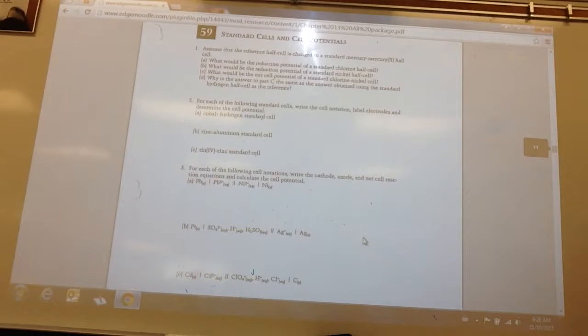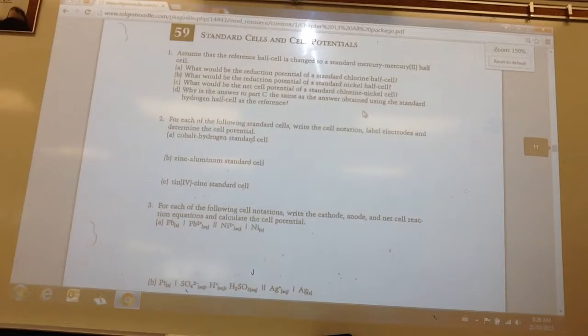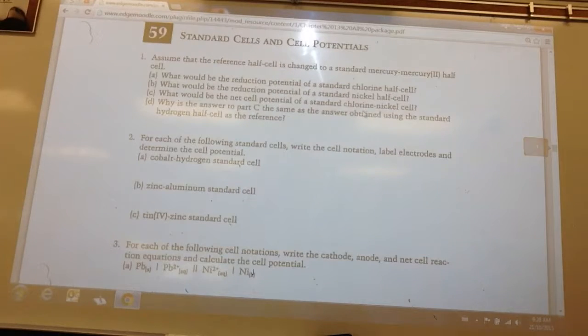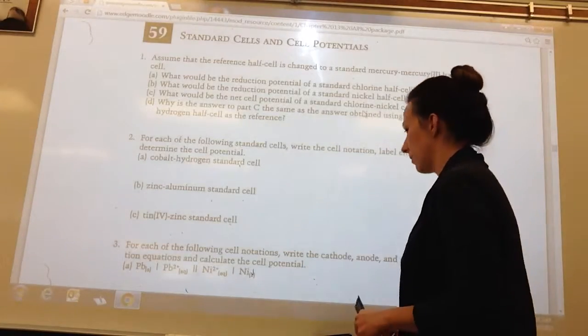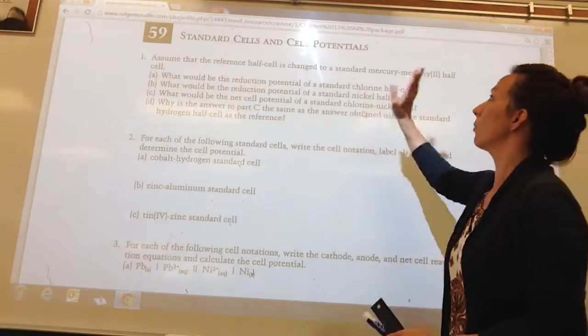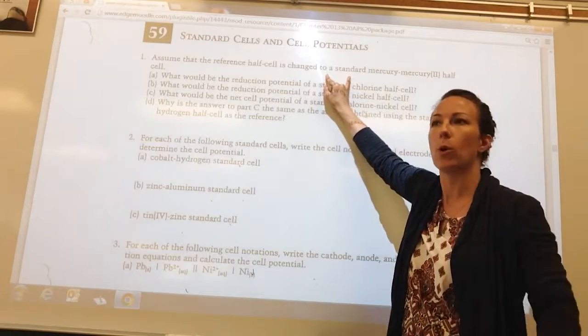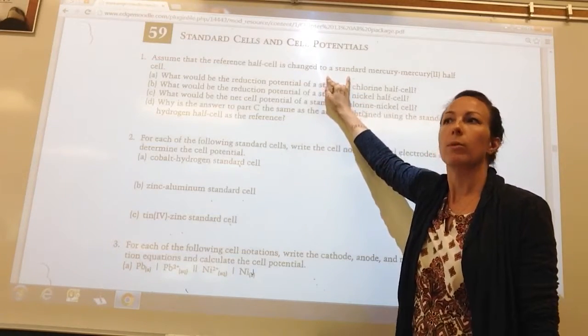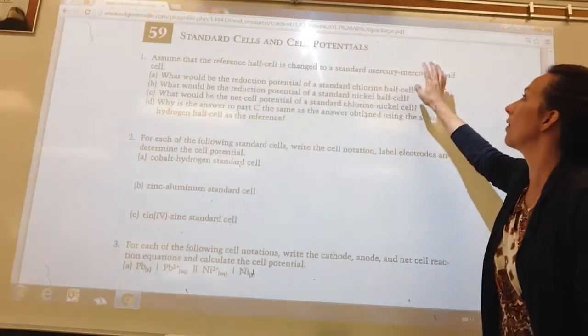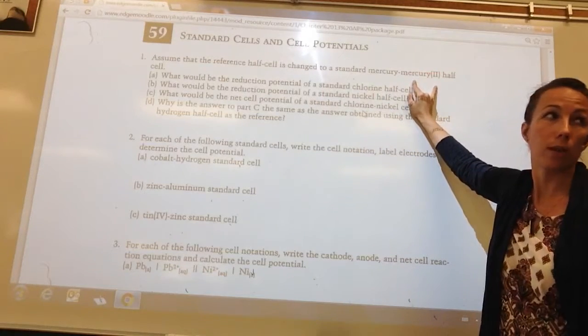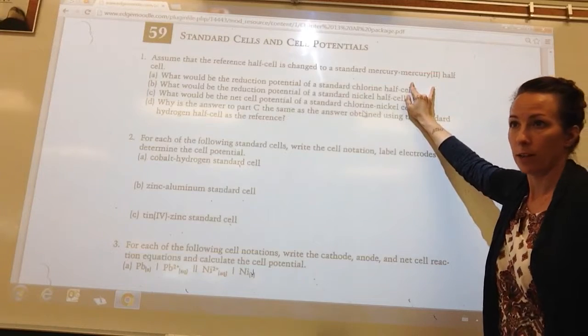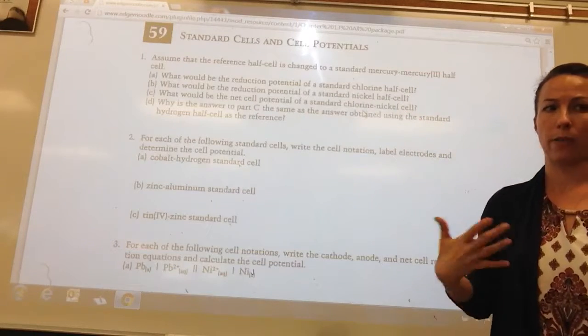Okay. Assume that the reference half cell is changed to a standard mercury 2 half cell. So assume that we don't have hydrogen as my standard 0 anymore, but rather, I have the mercury 2 as my 0. Everybody get it?